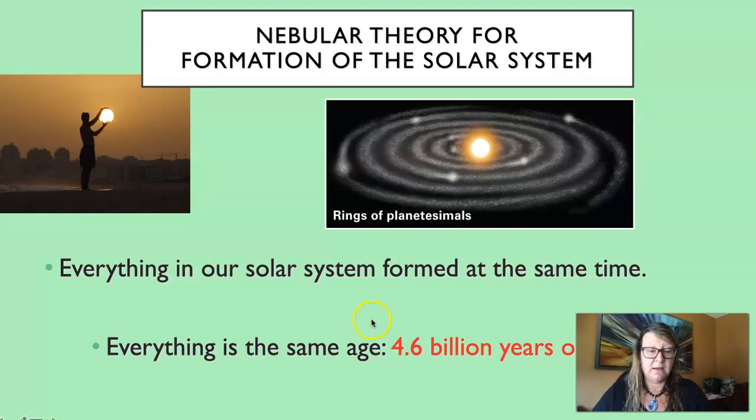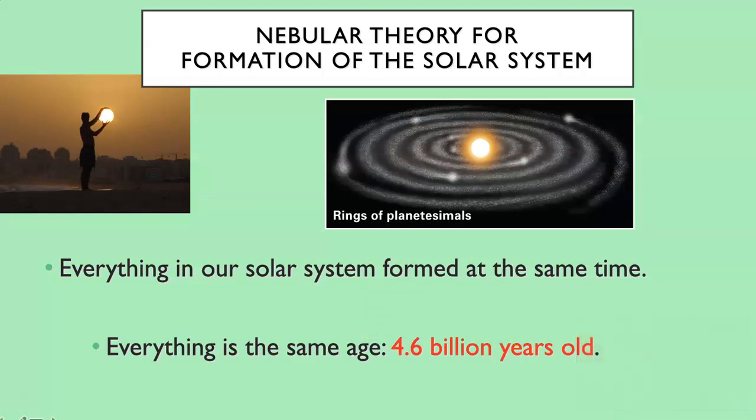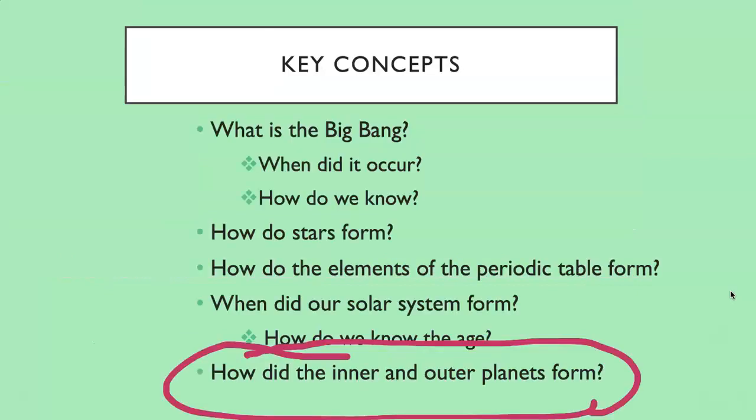So everything in our solar system is 4.6 billion years old. Neptune, 4.6 billion years old. Halley's Comet, 4.6 billion years old. Earth, Moon, the Sun, the asteroid belt, Pluto. It's all 4.6 billion years old. And we know that because we've been able to date meteors and asteroids, and they give us an age of 4.6 billion years.